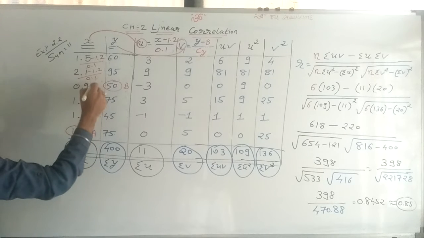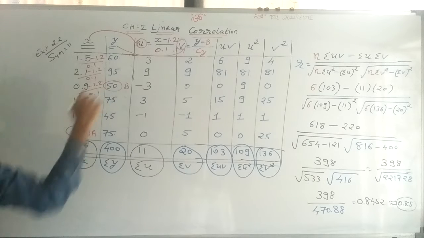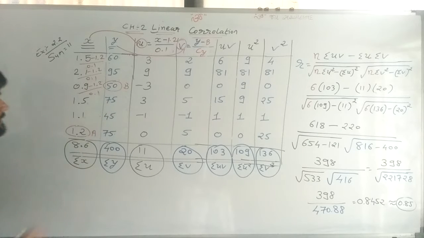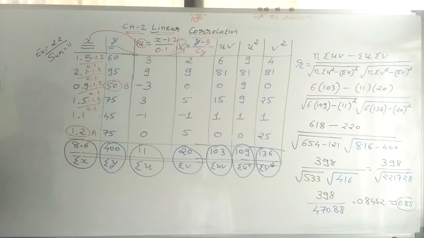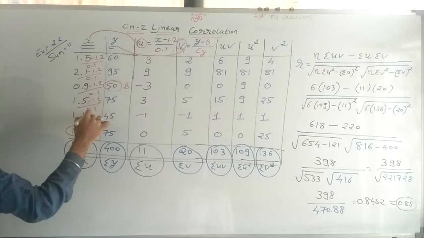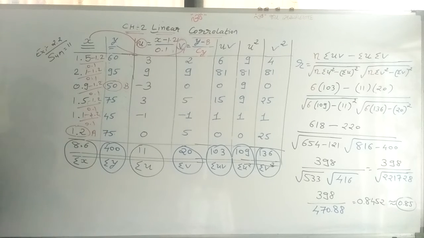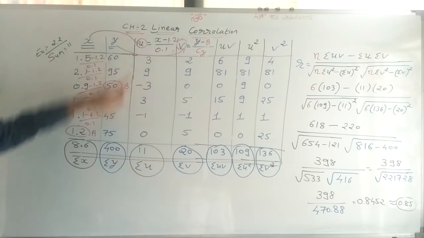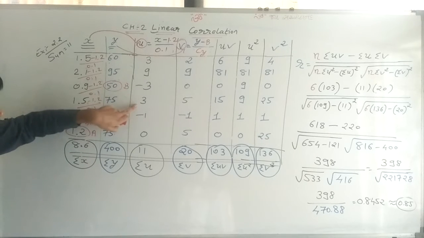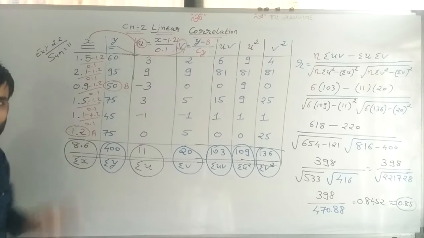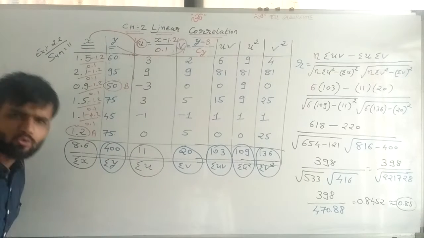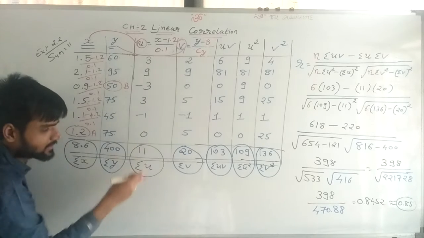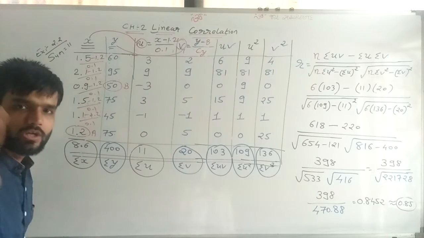0.9 minus 1.2, divide by 0.1. 1.5 minus 1.2 divide by 0.1. In this way we are finding all the values and getting 3, 9, minus 3, 3, minus 1 and 0. And those are the values of u. So the total of this, sigma u, is equal to 11.